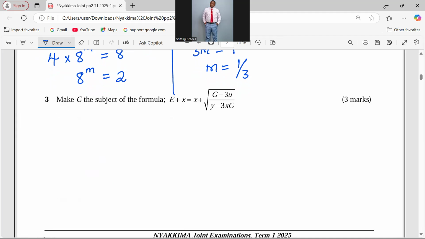Look at number 3 now. Make G, capital G, the subject of the formula. E plus X equivalent to X plus the square root of G minus 3U divided by Y minus 3XG.